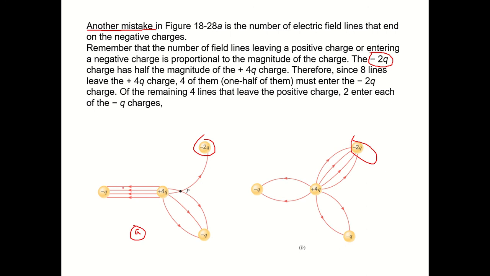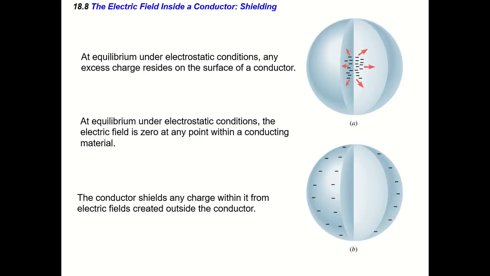So that's why the other one is really wrong. In other words, since the total number of lines is 8, half of it, 4, will go to 2q, and then 2 going to negative q, and 2 to the other negative q. So this is correct. This is wrong. Okay. All right.